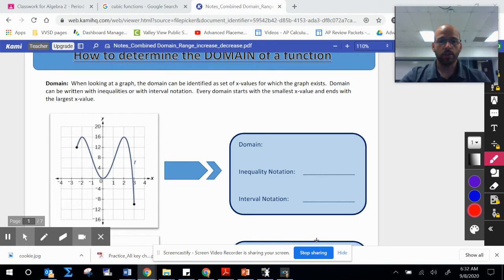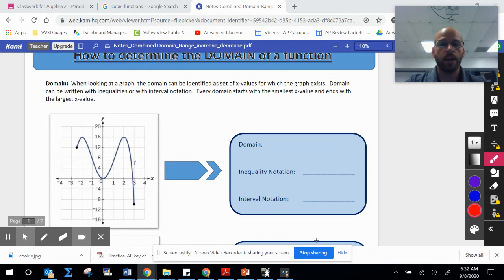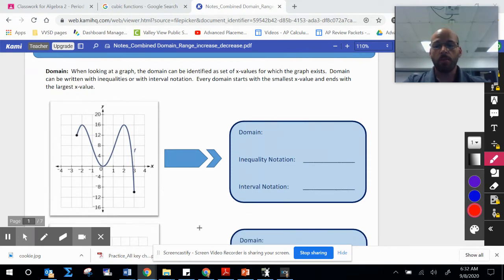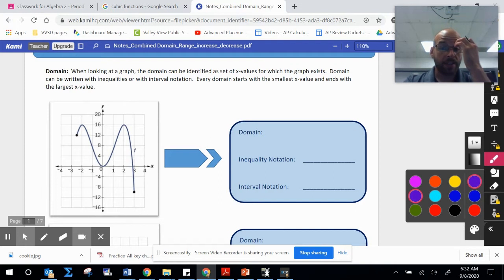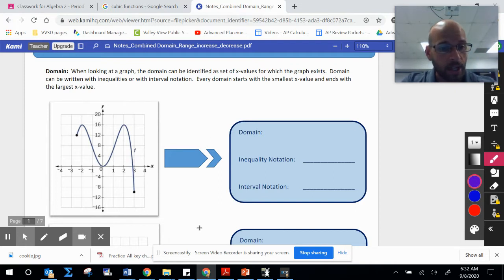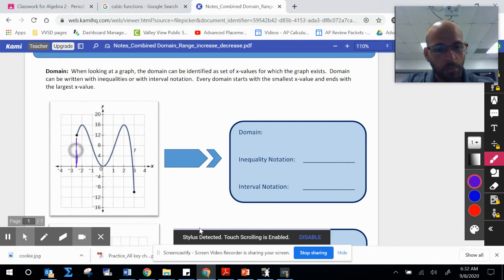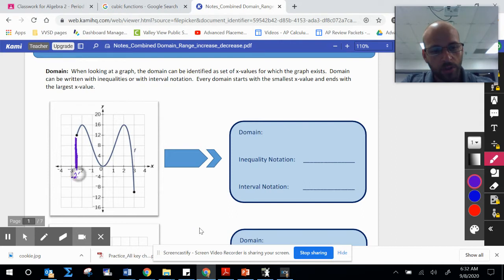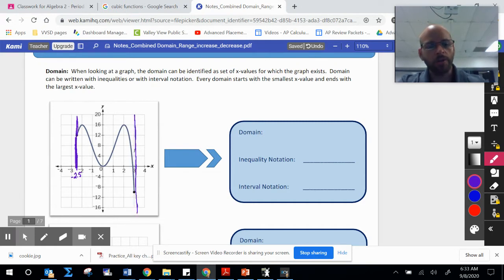But what I want to show you here is, on this first graph, we want to identify the domain. The domain is going to be the set of x values for where our graph exists. Now, if you take a look at this graph, we're going to approximate here. This is going to be at about a negative 2.5. So this graph exists between a negative 2.5 and 3. All of our graph is in between those two values. So this is how we do it.